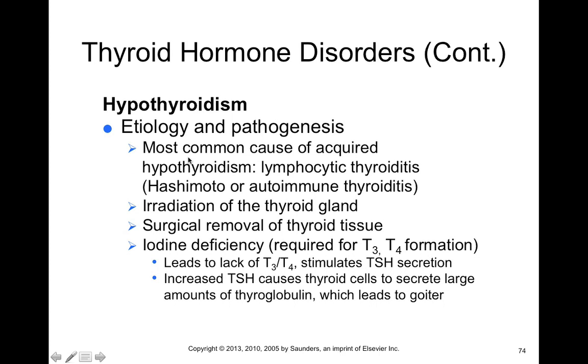So the most common cause of acquired hypothyroidism, you guys, is called lymphocytic thyroiditis, or Hashimoto's disease. Hashimoto's disease is an autoimmune disease where your immune system starts to attack your own thyroid cells. Okay, so with Hashimoto's thyroiditis, what we see here is that your immune system attacks the follicular cells of your thyroid, and you get bouts of hyperthyroidism followed by hypothyroidism.